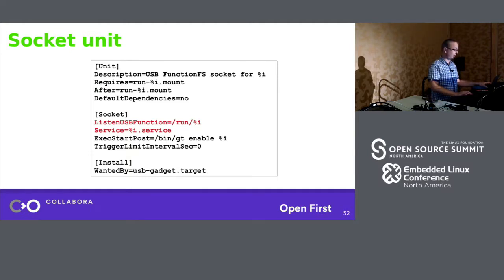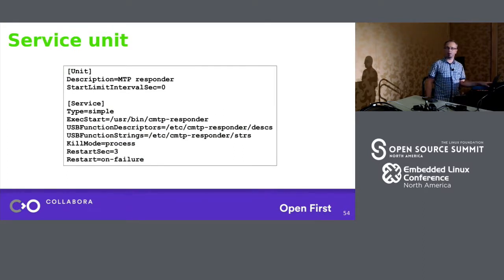So let's see the service unit. Oh, but after the service unit fully starts, it uses GT to finally enable our gadget. Remember that in the first service unit, we only loaded the gadget without activating it. So once the second service unit fully starts, we can then enable the gadget because the user space daemon has already been started. And now the last service unit.